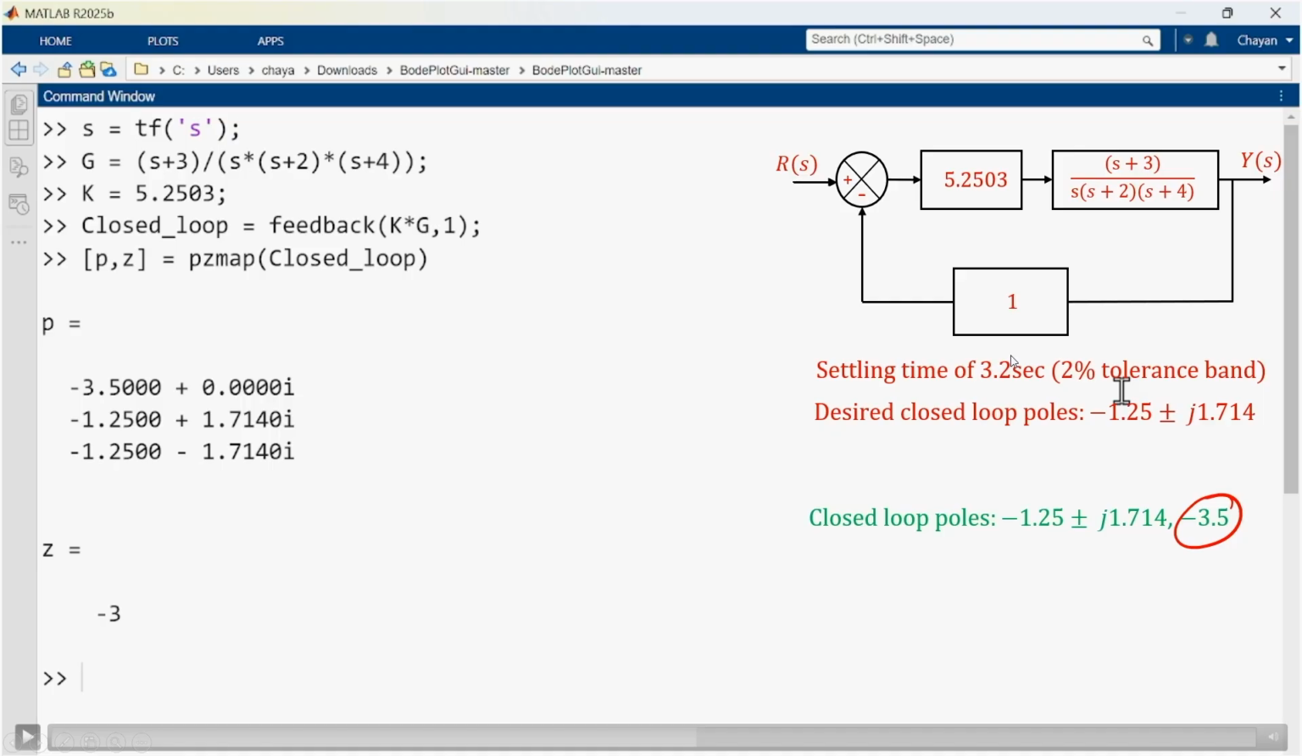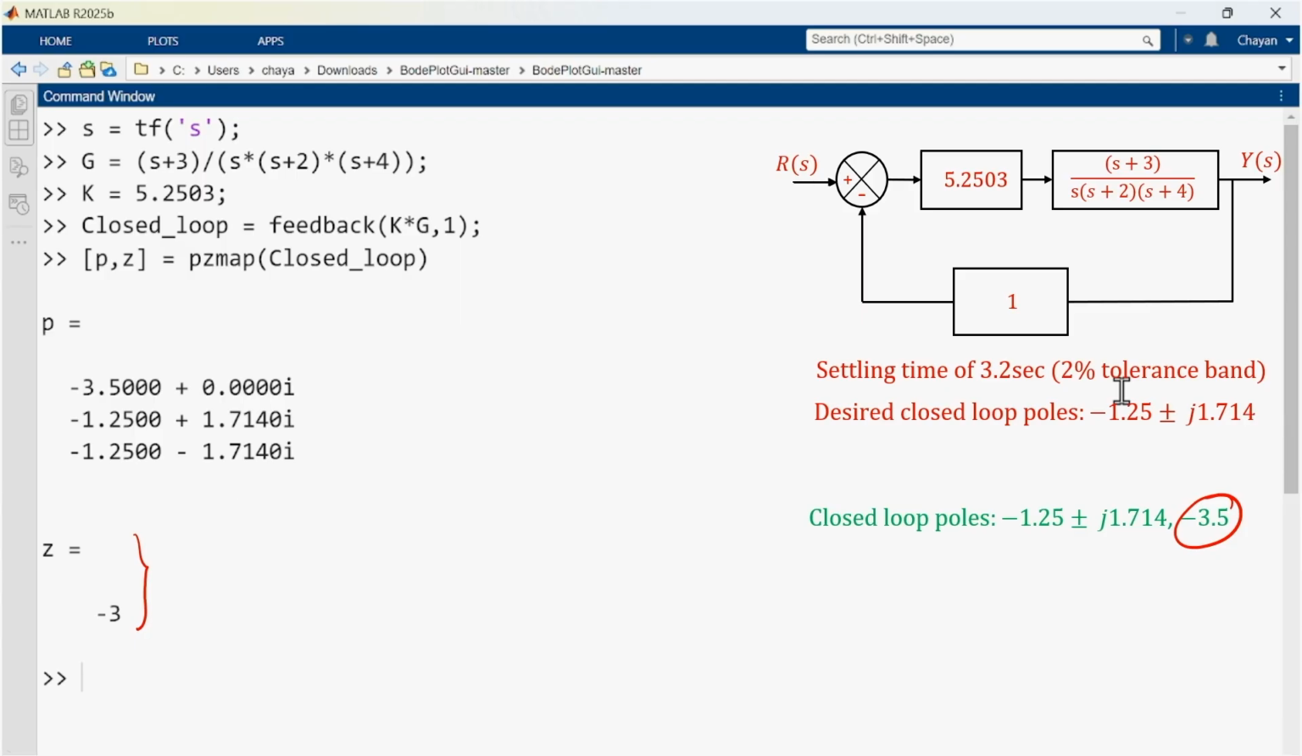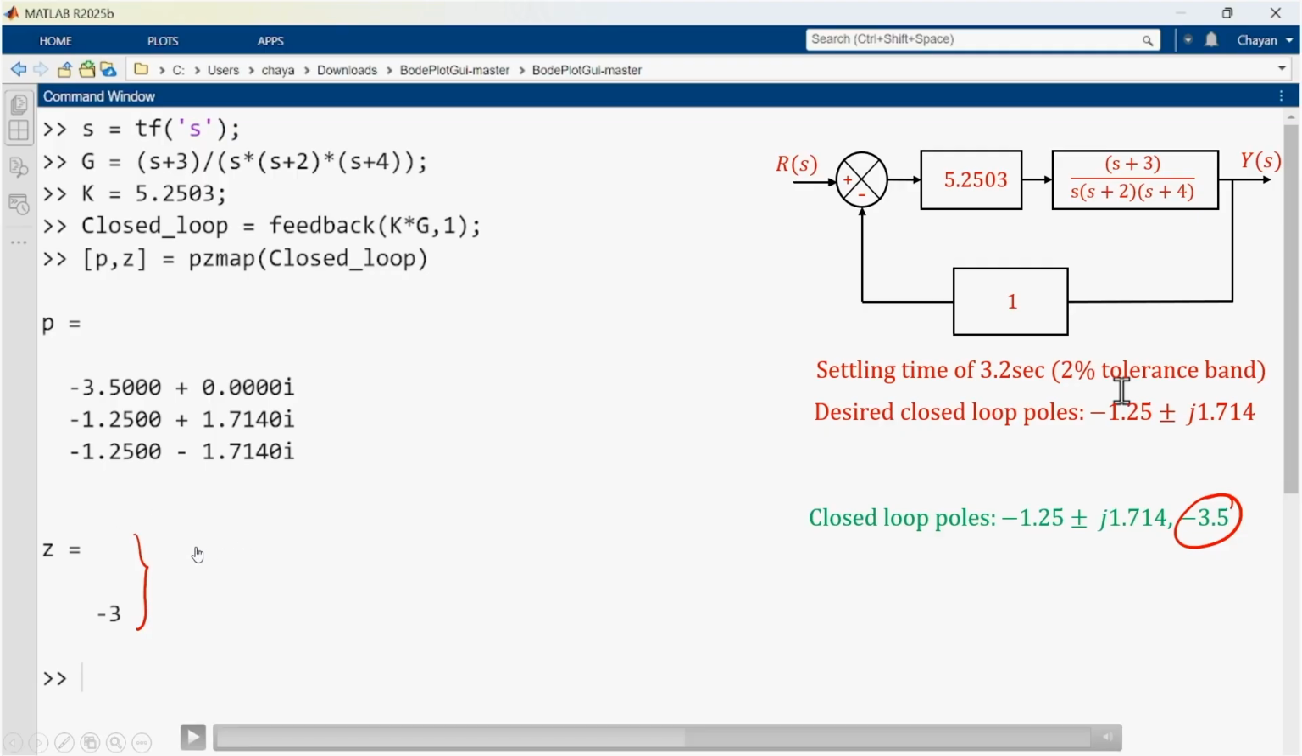Not only that, look at the zero location, there is a zero as well, at minus 3. Is the zero 5 times away from the closed loop pole locations? No, right. The zero is also not 5 times away, and the third pole is also not 10 times away from the desired pole locations. So, these two will have their effect on the response. What we desired, we will not get; we desired 3.2 seconds. Let us see the step response and see how much we are off.